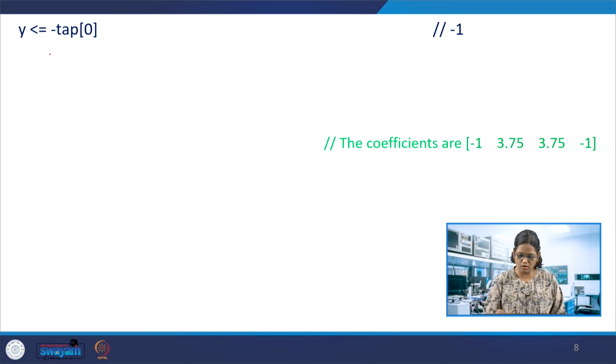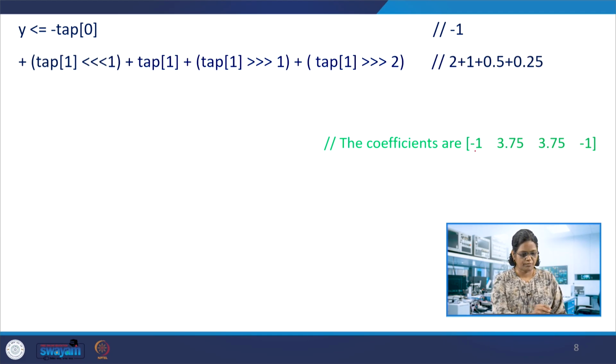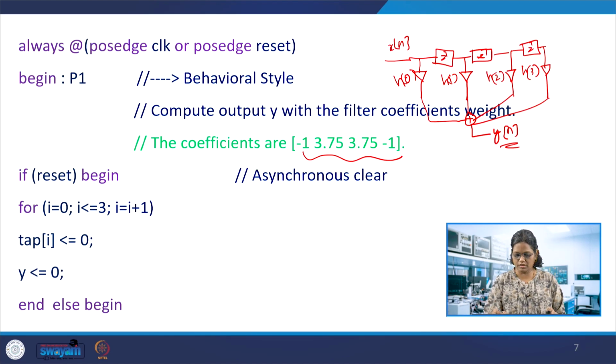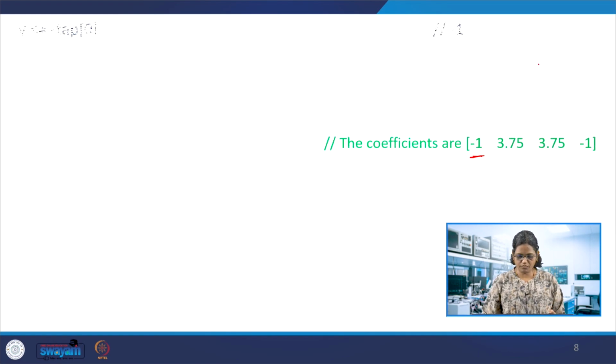Okay, so y is less than or equal to minus tap 0, these coefficients. So this tap 0 is minus whatever the value here in tap 0. Actually, we are making tap 0, 1, 2, 3 8 bits wide, the four of these coefficients, and the input is actually fed to the taps. Here the input is given to the tap and then delayed for the next operation.